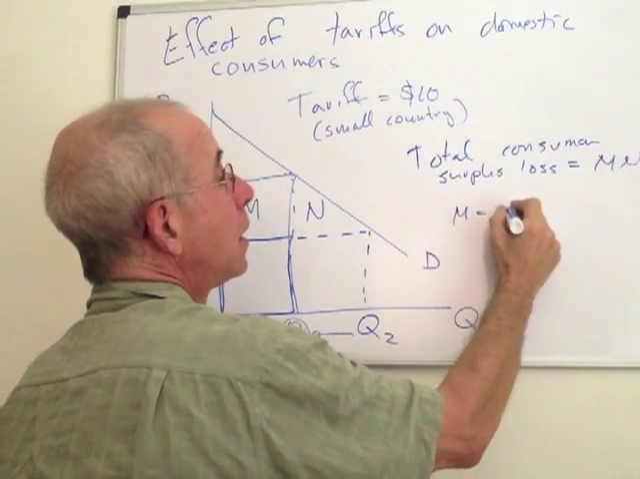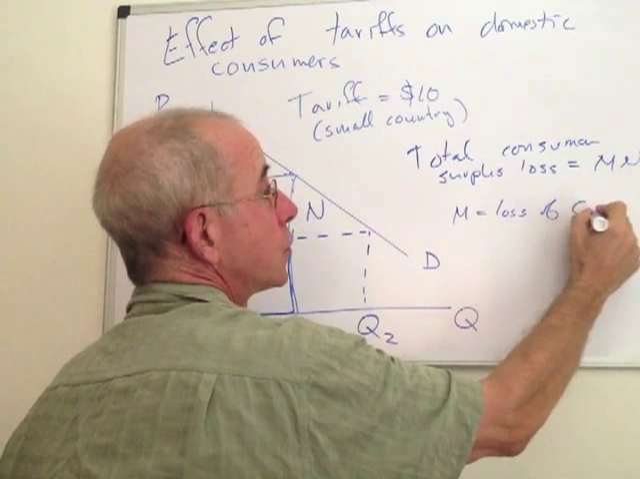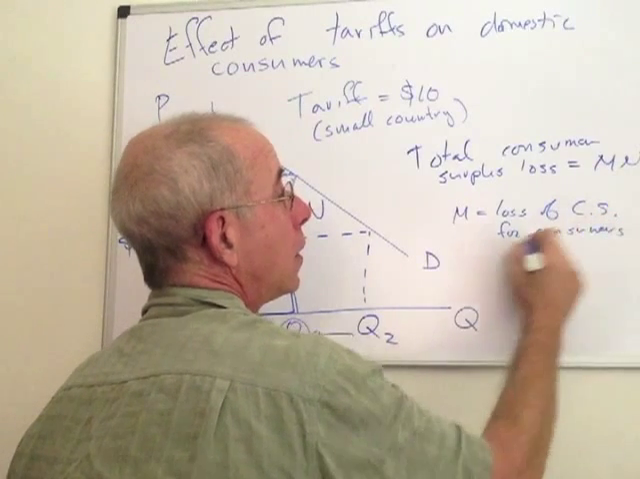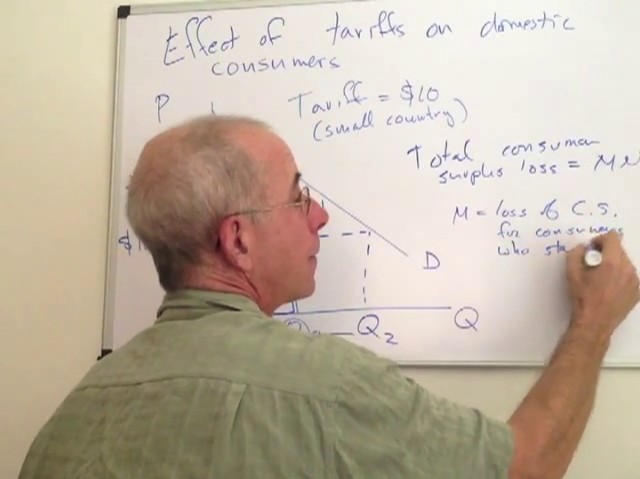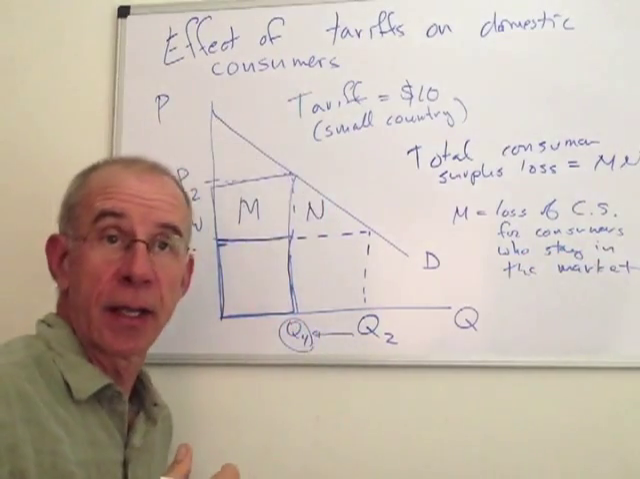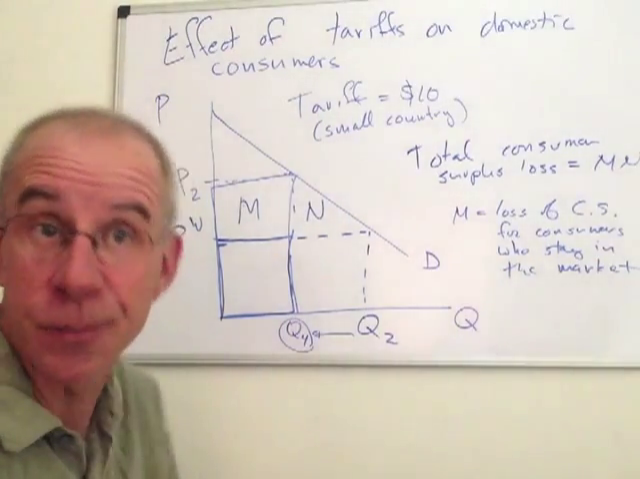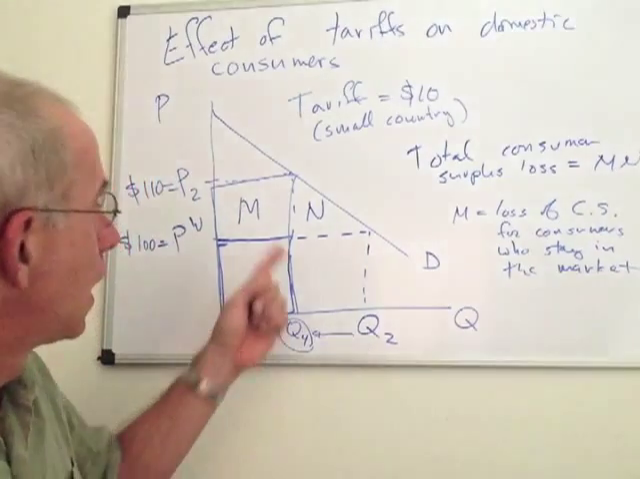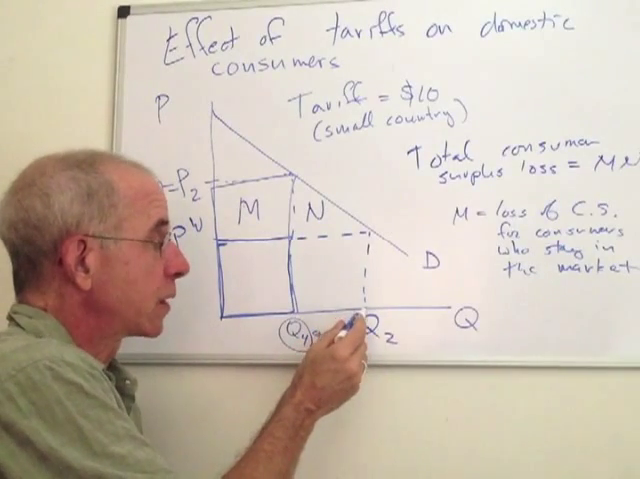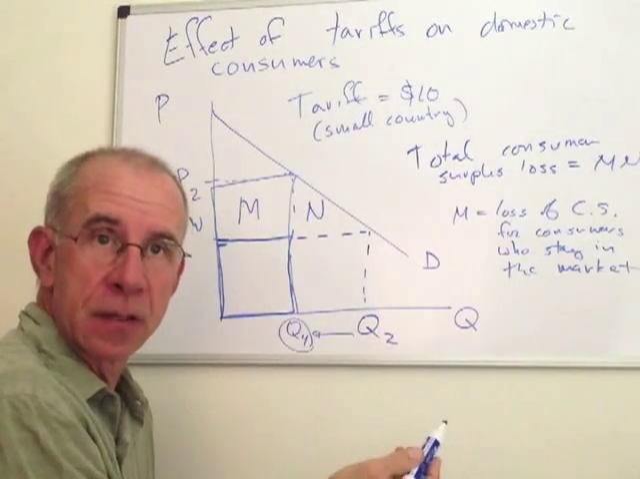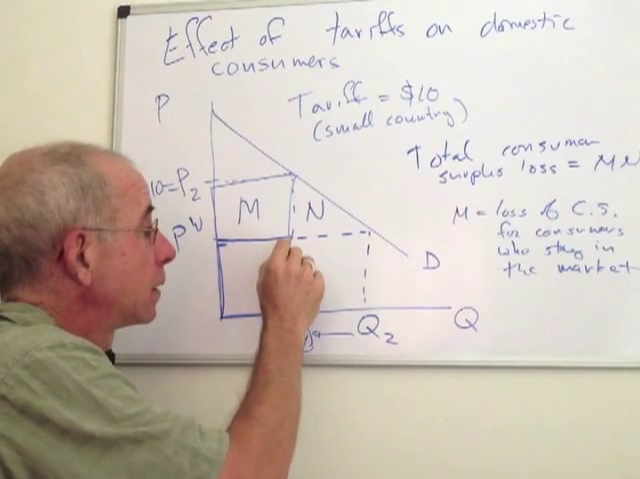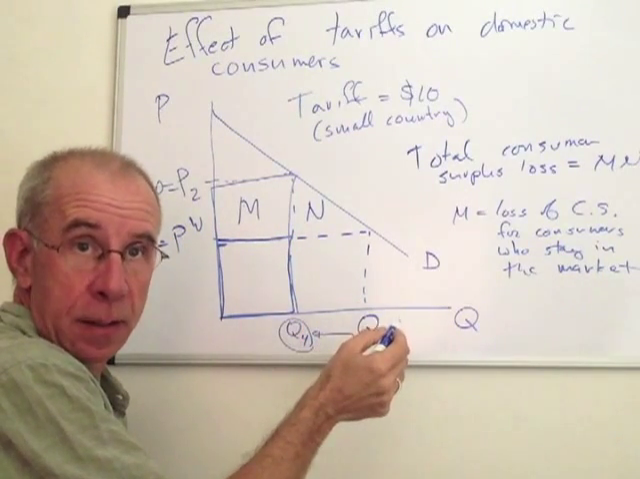the new price times this same quantity, which includes M as an additional cost. So M is the loss of consumer surplus for consumers who stay in the market. So some consumers are going to say, well, I'm not happy about the higher price, but I'm willing to continue to buy this product. N has a very different type of consumer. This is associated with the consumers that have left this market. They used to be willing to buy this product at the lower price.